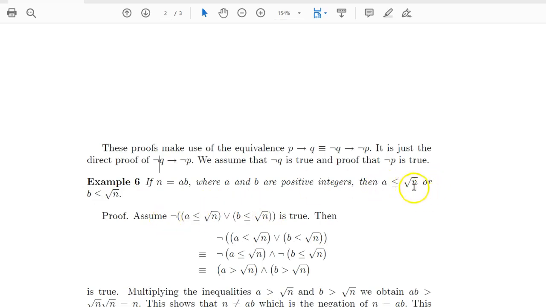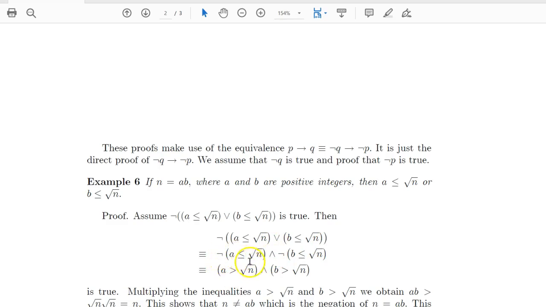So we assume that the negation of this is true. The negation of this is written here: the negation of "a less than or equal to root of n, or b less than or equal to root of n". We assume that this is true. This negation, as we know, the negation of a disjunction, is just this. Negate the first part, replace disjunction with conjunction, negate the second part. This is the De Morgan law.